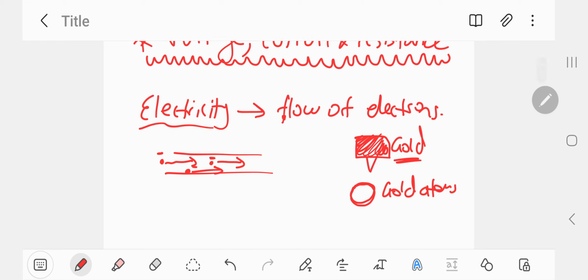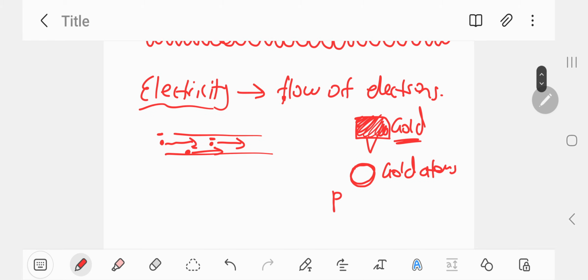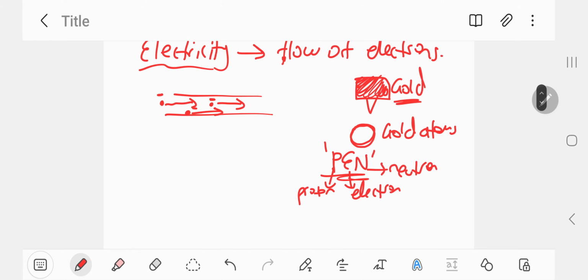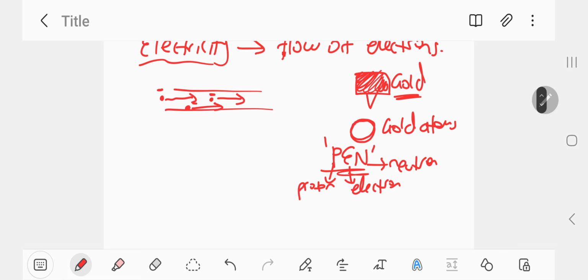And atoms are made of three basic parts. PEN is the acronym I use in my classes. P stands for proton, E stands for electron, and N stands for neutron. So there are three particles which make up an atom. It's not a correct way of defining atoms, but it's a good visual way to think of them. They're like mini solar systems.